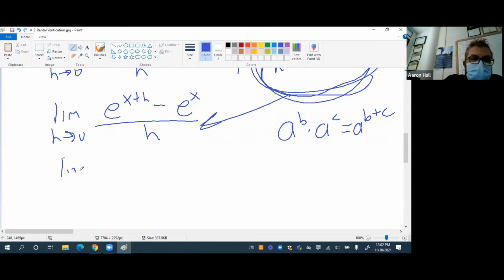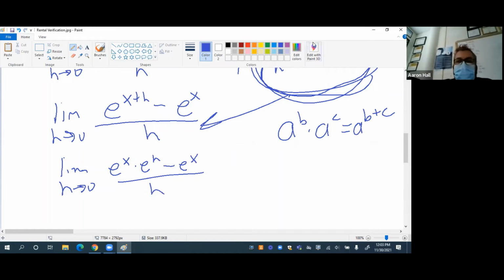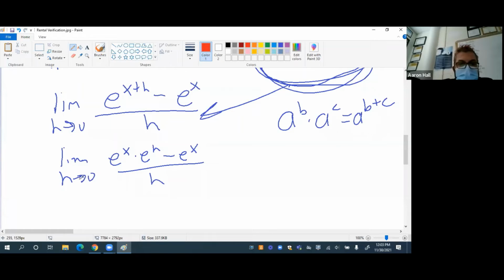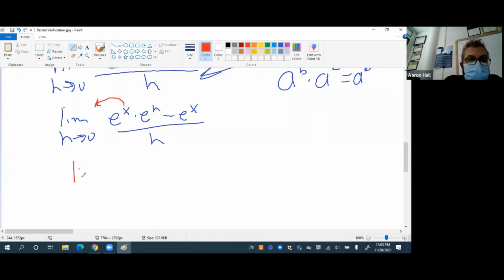I have the limit as h approaches 0 of e to the power of x times e to the power of h minus e to the power of x over h. Any suggestions of what to do at this point? Yeah, can't I factor an e to the power of x out? Yeah. So I have the limit as h approaches 0 of e to the power of x times e to the power of h minus 1 over h.